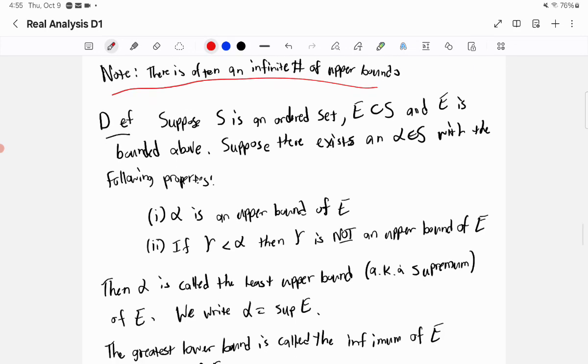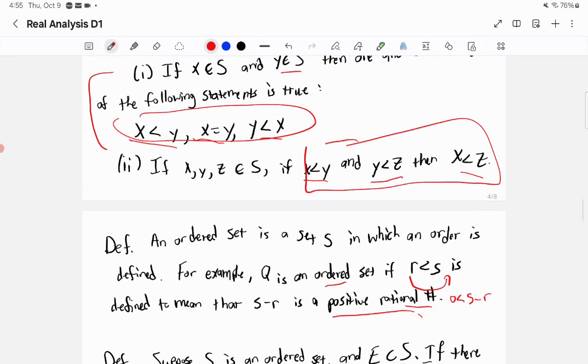Great. Now let's do another definition. So we're going to say, why do we need all these definitions?